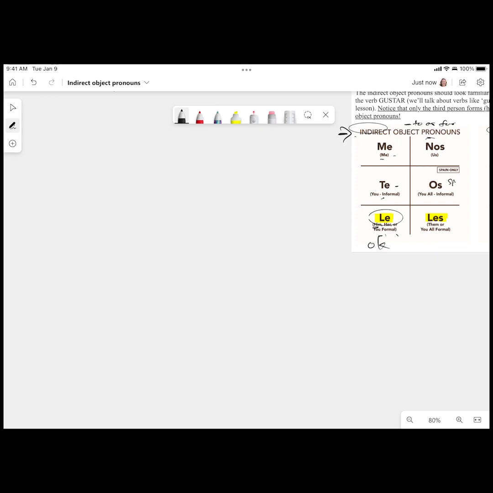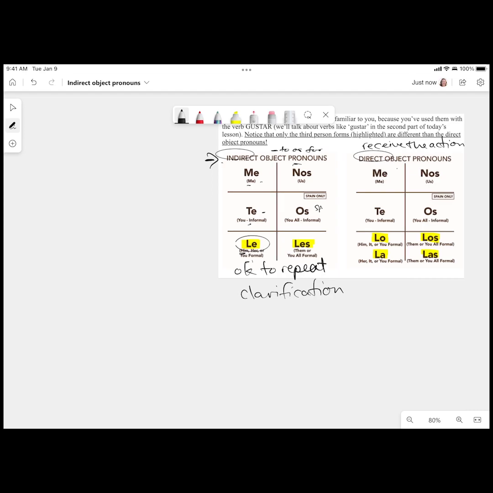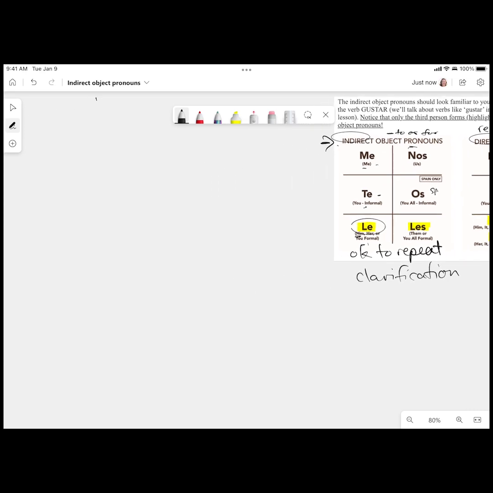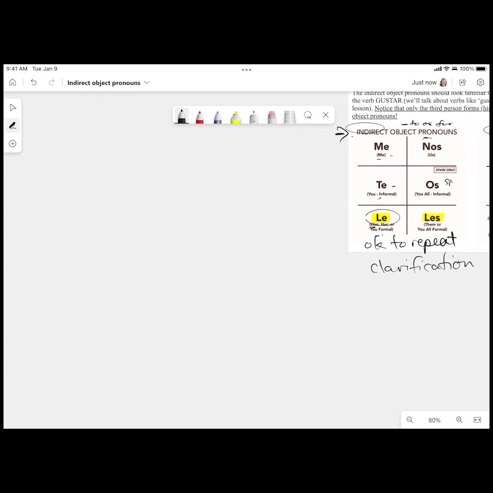Later on when we're learning direct objects, we do not repeat the direct object when we've replaced the direct object with a pronoun. However, we can repeat the indirect object even though we've replaced it with an indirect object pronoun, for clarification or for emphasis.